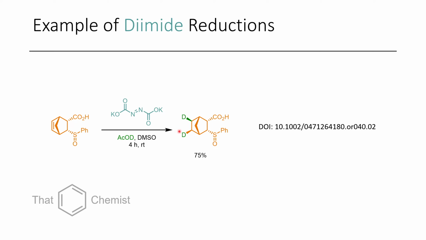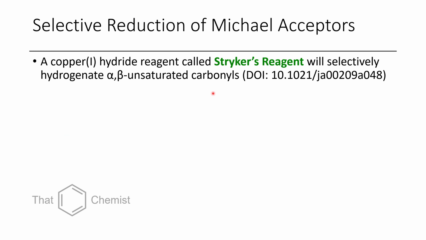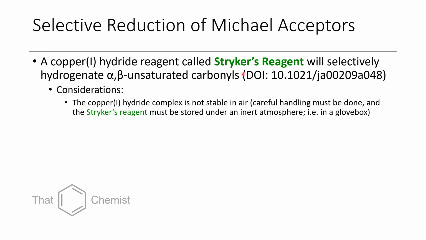In this case, because there's already two protons on this alkene that are just hydrogen 1, those are facing down, and they're able to tell that based on coupling constants to this adjacent position. Okay, so if you have a Michael acceptor, and this is just an alpha-beta unsaturated ketone or something like that, and you wanted to just reduce that alkene in the presence of other alkenes, you can use something called Stryker's reagent. You can do a Stryker reduction.